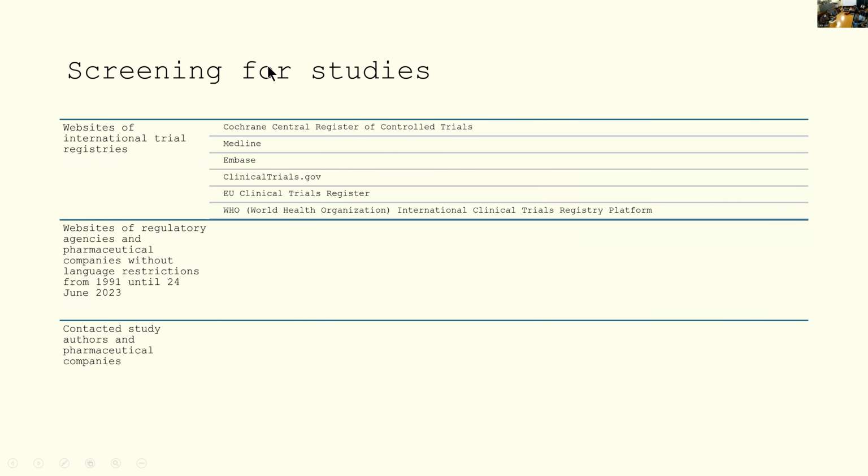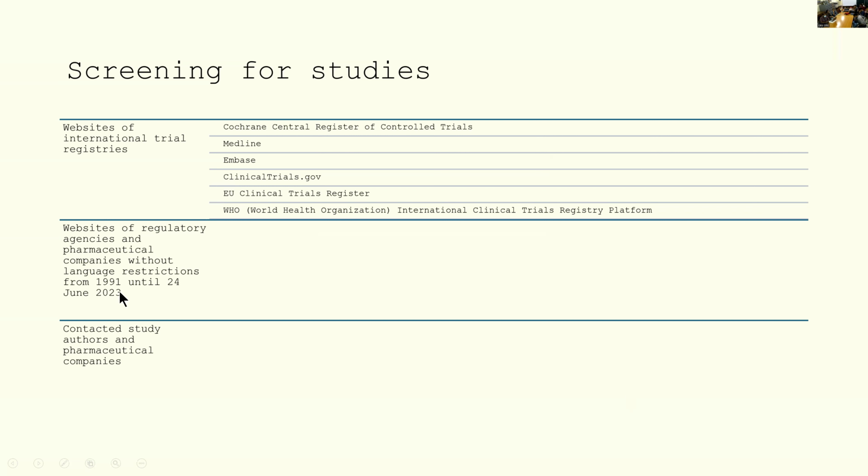So they screened for studies. They looked at all websites of international trial registries. They looked at Cochrane, they looked at Medline, Embase. They looked at the Clinical Trials Registry of the US. They looked at the EU Clinical Trials Register. They've also looked at the WHO International Clinical Trials Registry Platform. They've also looked at websites of regulatory agencies and pharmaceutical companies without any language restrictions. And they've done it from 1991 to 2023.